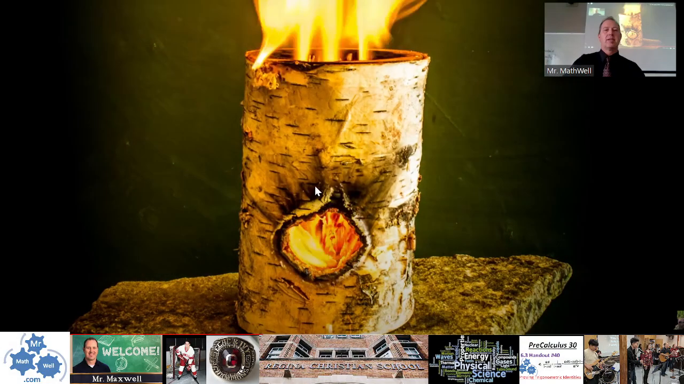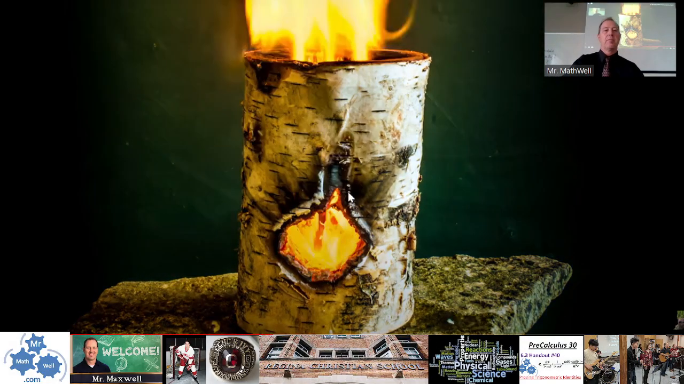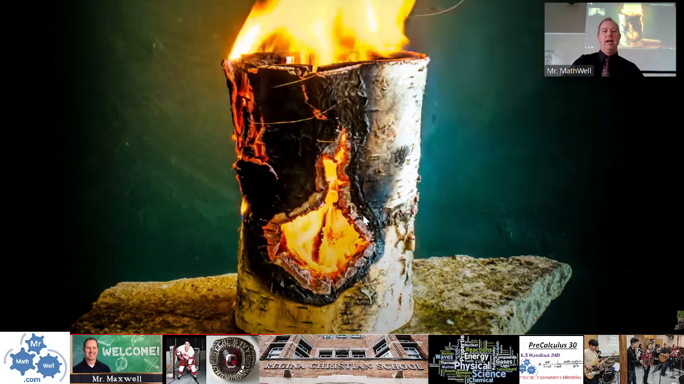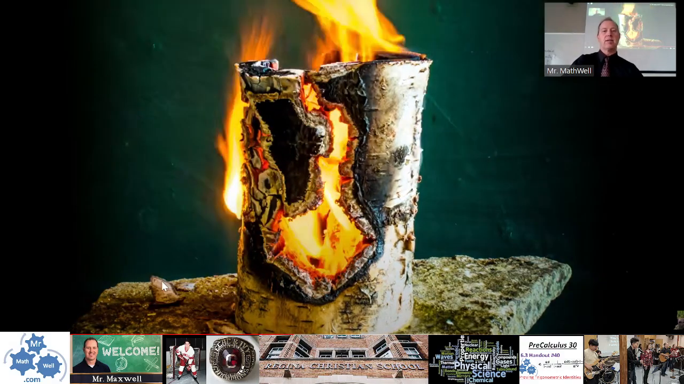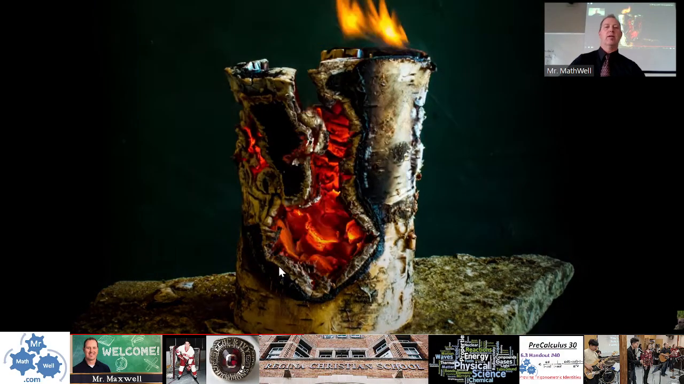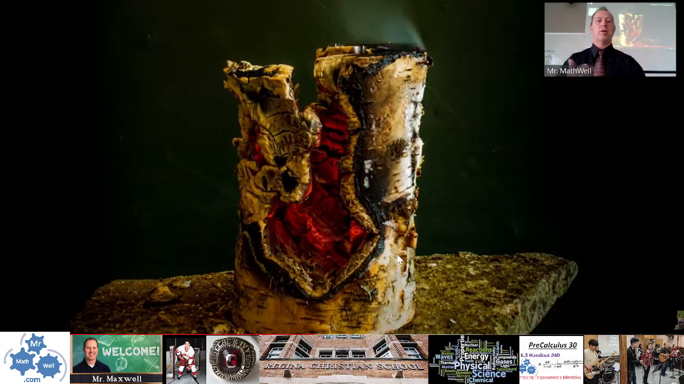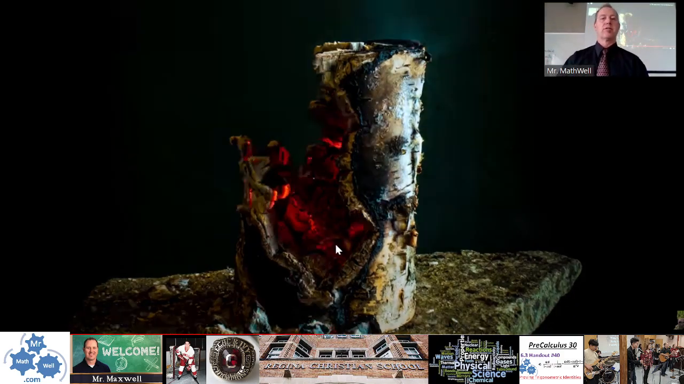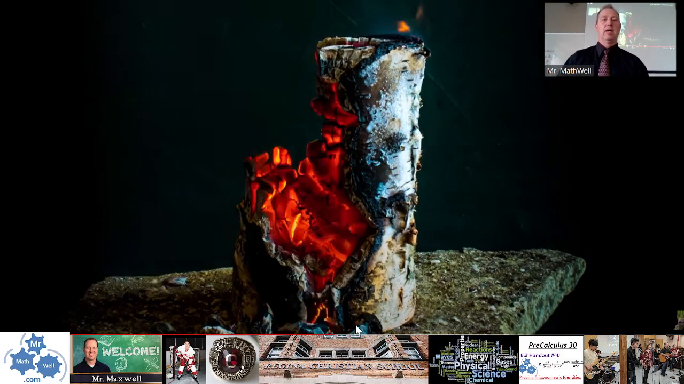Okay, so this is just a little video of wood burning, and as you can see, there's a lot of things happening here. You see all the soot, the black ash. This ash is definitely something new. The wood is combining chemically with the oxygen in the air to burn and make new things, okay? They're pretty neat.